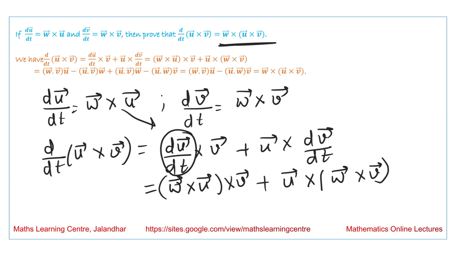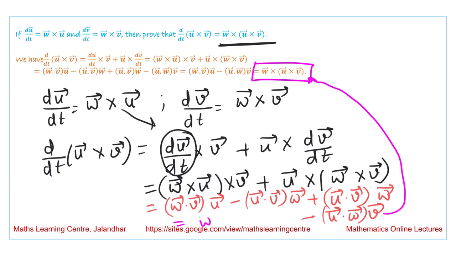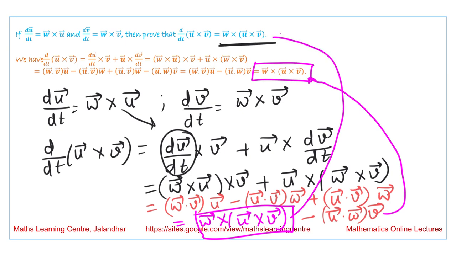Now if we apply the formula for the scalar triple product, we get w vector dot v vector into u vector minus u vector dot v vector into w vector plus u vector dot v vector into w vector minus u vector dot w vector into v vector, and on solving all these values, you will obtain the final answer as w vector cross u vector cross v vector, and this is what we have to prove.